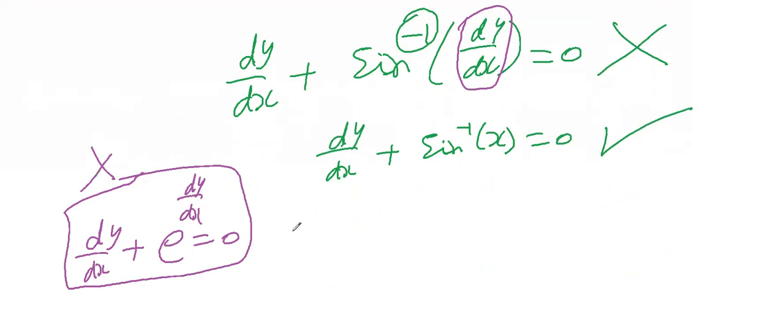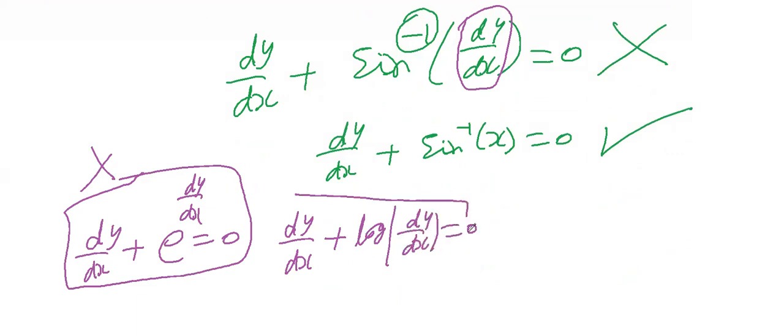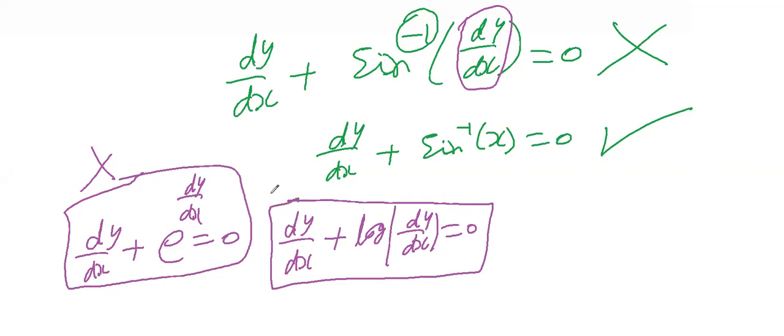Then you will say, give me one more example. Okay, so one more example is dy by dx plus log of dy by dx is equal to 0. This again does not exist. This is not a polynomial in derivative. So I cannot find the degree of this.